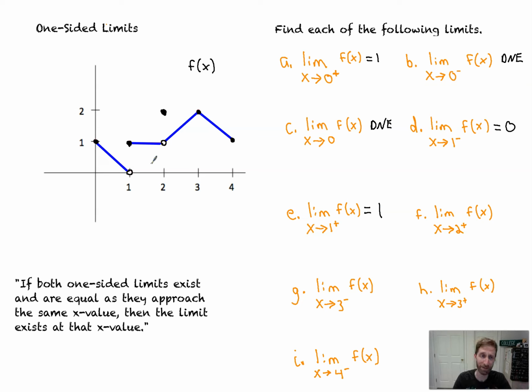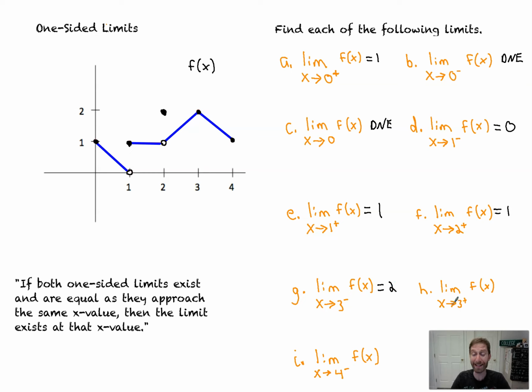Also notice it's not continuous there. So we've got letter F. The limit as x approaches 2 from the right side of 2. Well, that would be from this side. Here's 2. From the right side of 2 lands us at y equals 1. Boom. The limit as x approaches 3 from the left side of 3 of f of x. From the left side of 3, that would be from this side, and we approach a y value of 2.